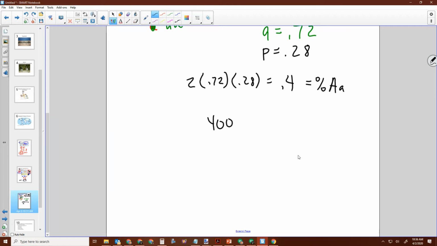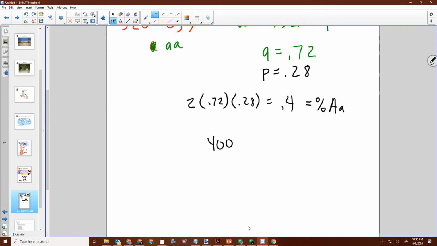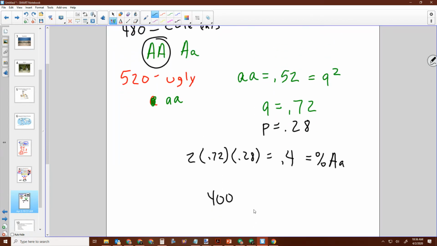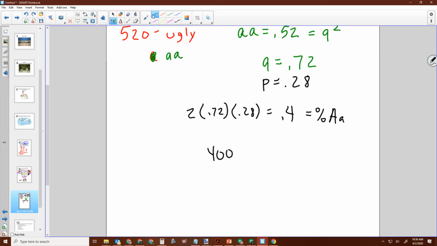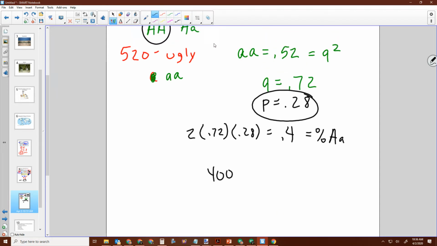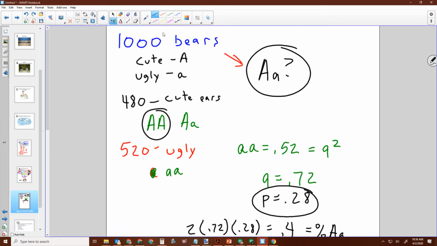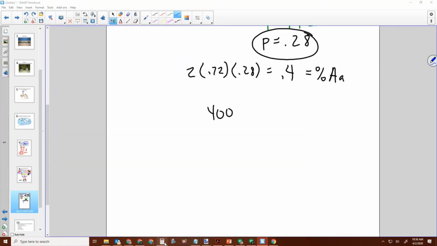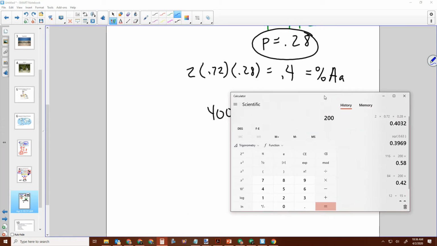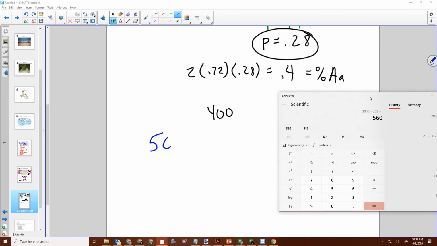What if I was asked how many dominant alleles are there? That's a fun question. How many dominant alleles are in the population? Not the percentage of dominant alleles, but how many? Well, I know the percentage of dominant alleles is that, right? Because P equals the percentage of dominant alleles. I know there are 1,000 bears, and so how many alleles are there? 2,000 alleles, right? Because every bear has 2. And so now I'm just going to take my 0.28 and multiply that times 2,000. That's going to be 560 big A's. And so then how many little a's are there? Well, that's just 2,000 minus 560, right?